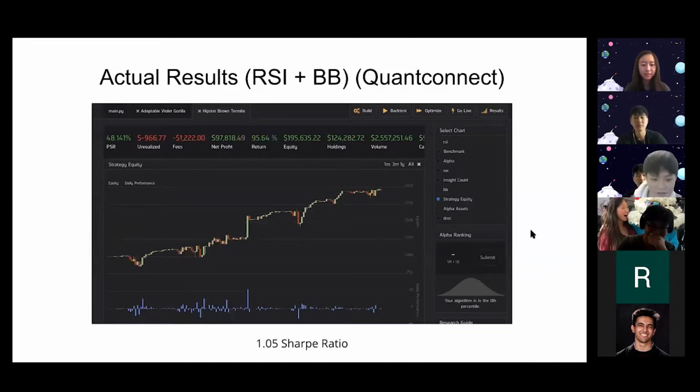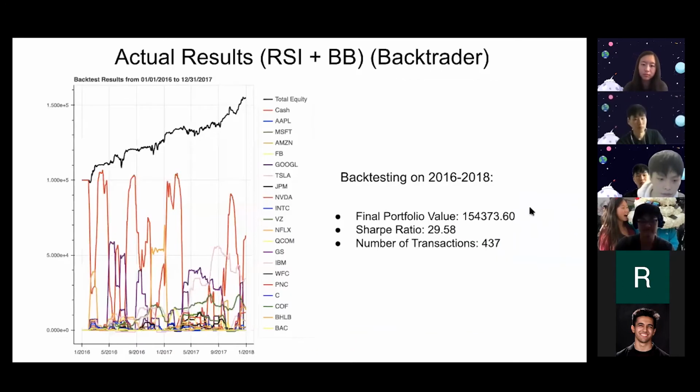But the actual results, we're making about 100% return on this period. I believe these are a combination of a bunch of tech stocks like Amazon and Google and all that stuff. We have a 1.05 Sharpe ratio, which is really good. That's basically the standard that people will use when comparing these sort of quant models. So that's a really good result.